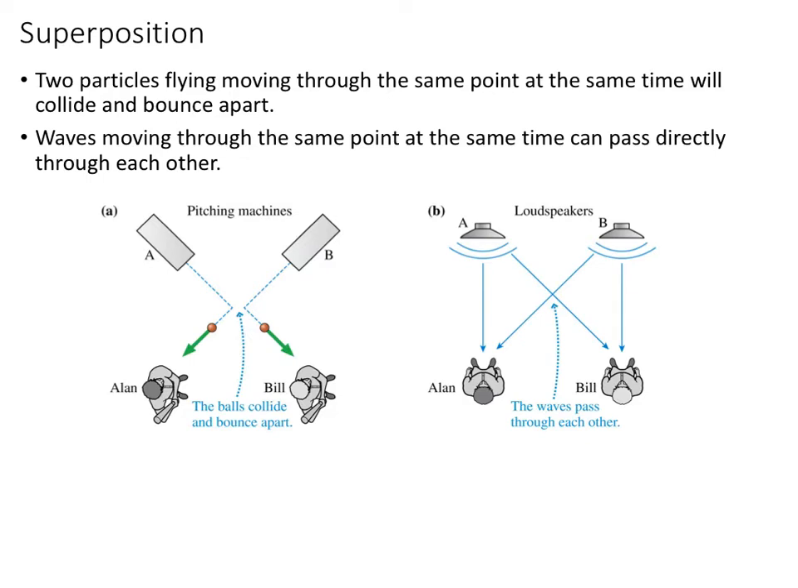They can't be in the same space at the same time, but waves can be at the same space at the same time. Waves can move through each other. They pass through the same place at the same time, and instead of bouncing apart, they can just move through each other.